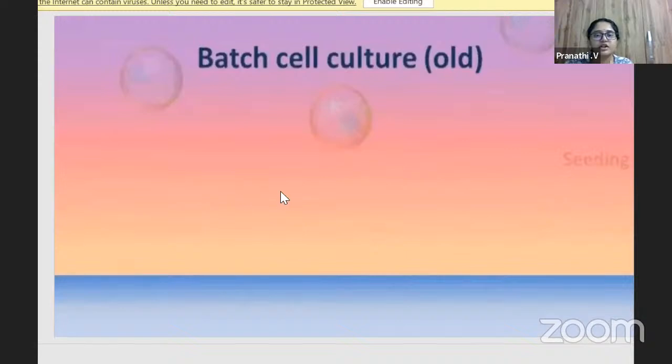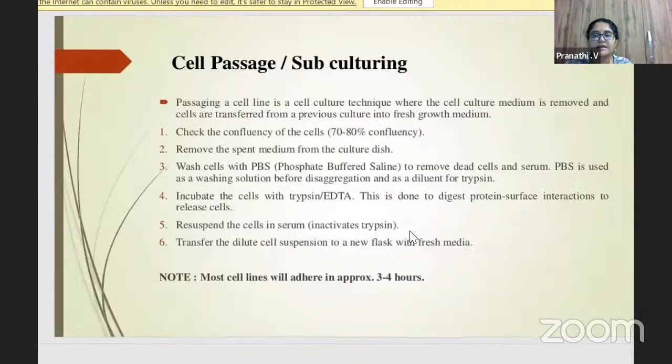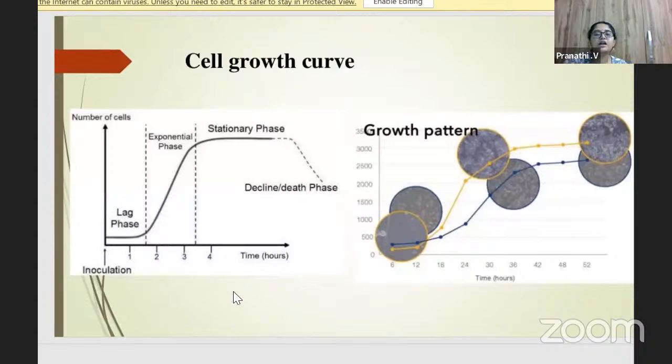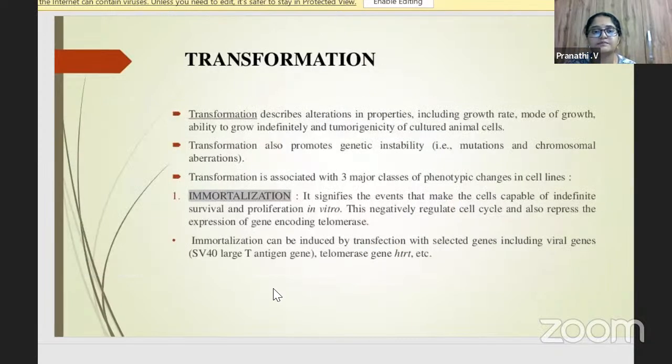So we have batch culture again, old, new, then cell passage or subculturing. And according to this, you can actually see your lag phase. This is your growth curve and growth pattern: lag, exponential or log phase, stationary phase or the plateau phase, and the death phase.